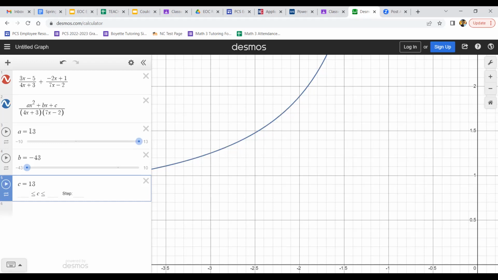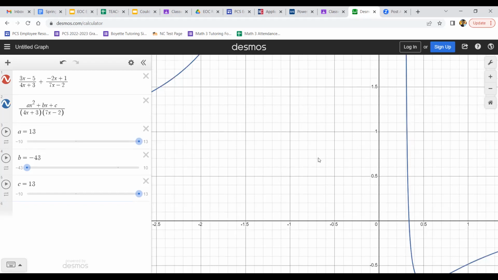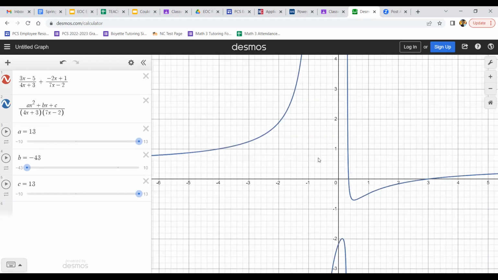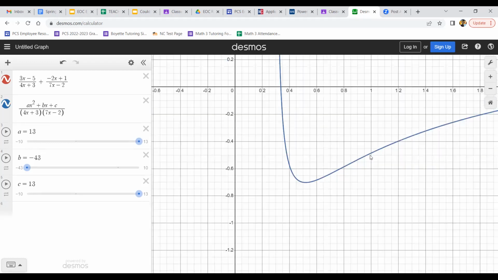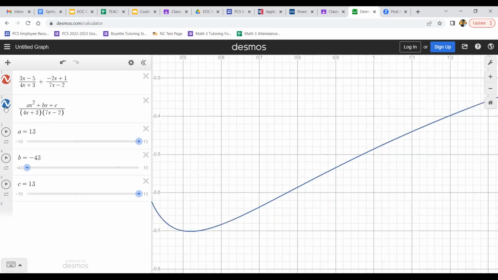So once you plug those numbers in, 13, -43, 13, you can see that they match up right on top of each other. Let me zoom out. I cannot see any hint of another color, but I can pick another piece of the graph and zoom in. I still cannot see a hint of any other color. So that means they perfectly match up. Okay, so that's it for unit 4. Let's go ahead and turn to unit 5, which starts at problem 80.